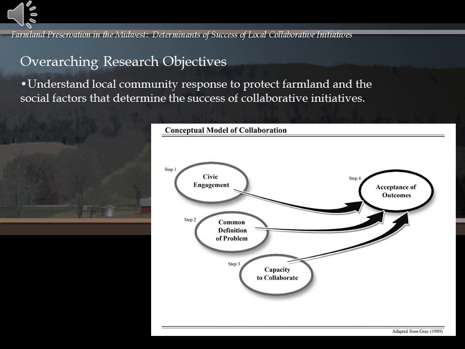And the ultimate goal for me is this acceptance of outcomes. And so you see that kind of here on the right, that all of these other steps in the collaborative planning process, so civic engagement, working to develop a common definition of the problem, building that capacity to collaborate and implement those solutions, all of that work ultimately for me leads to this acceptance of outcomes.